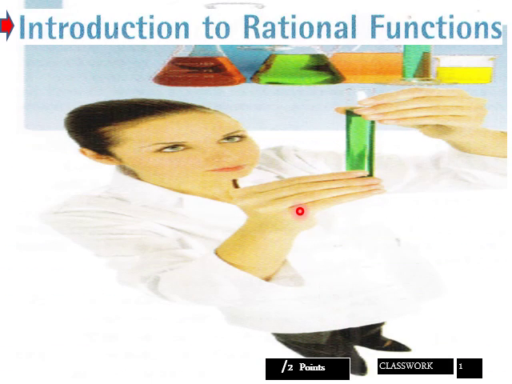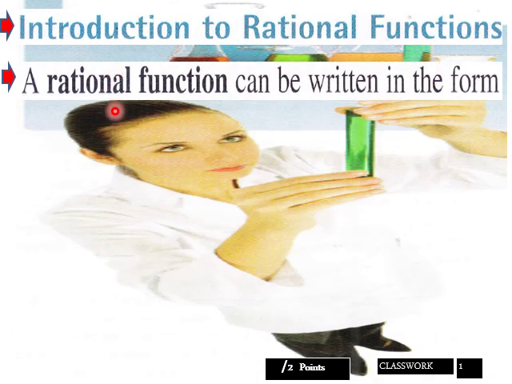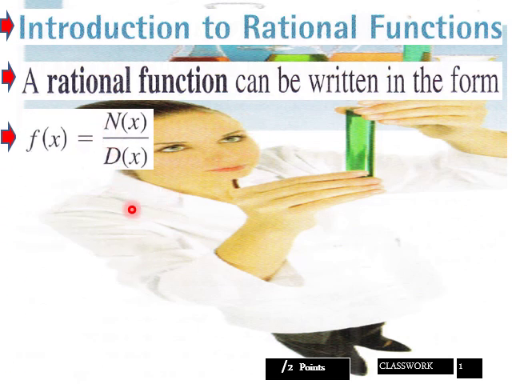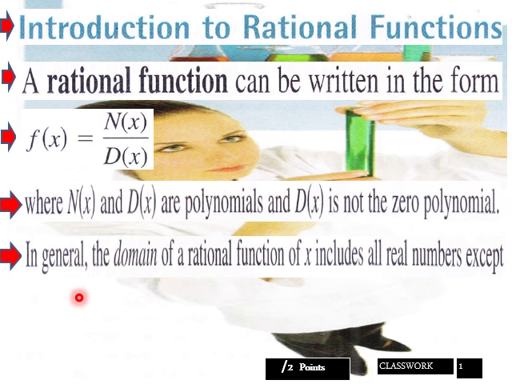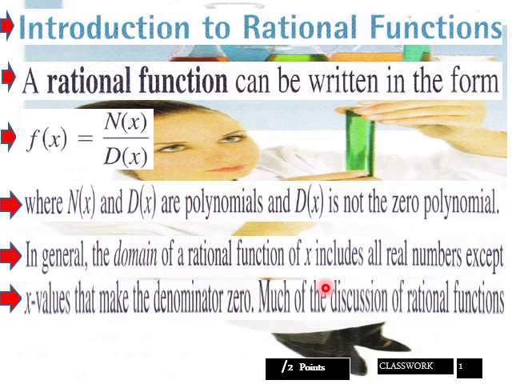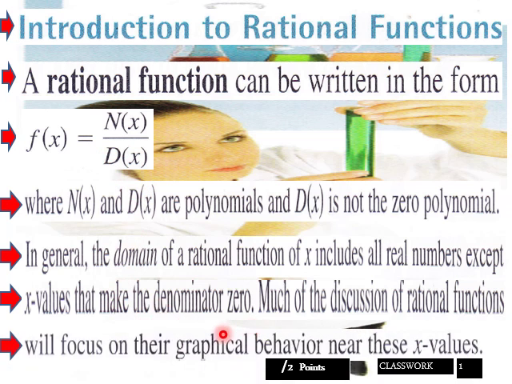Okay, into our first slide here, Introduction to Rational Functions. A rational function can be written in the form like this, where n of x and d of x are polynomials and d of x is not the zero polynomial. In general, the domain of a rational function of x includes all real numbers except x values that make the denominator 0. So we cannot have 0 in our denominator. Much of the discussion of rational functions will focus on their graphical behavior near these x values.